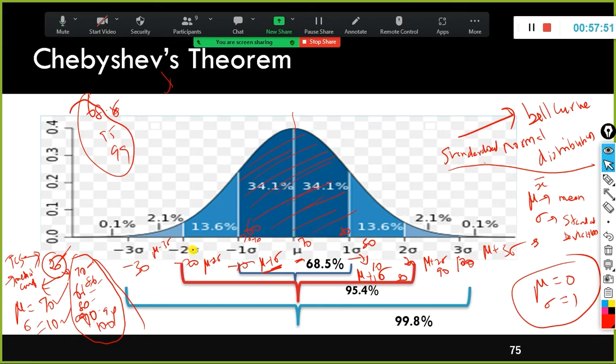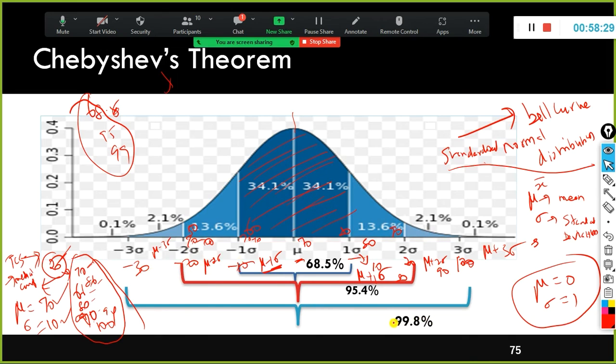Similarly, plus or minus 2 sigma covers 95%. So what is the takeaway message? 95% of my team members' heart rate ranges between 50 and 90, 50 to 90. So can you all type it in the chat window?